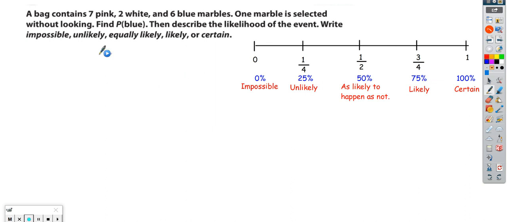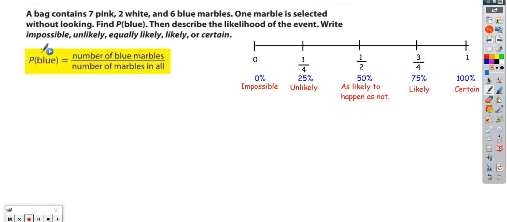Here's an example. A bag contains 7 pink, 2 white, and 6 blue marbles. 1 marble is selected without looking. Find the probability of blue. Then describe the likelihood of the event. You're going to use your probability number line to describe whether it's impossible, unlikely, as likely to happen as not, likely, or certain. So to find the probability of blue, remember we want to put the favorable outcomes in the numerator, the things we want to have happen, and put the total number of outcomes in the denominator.